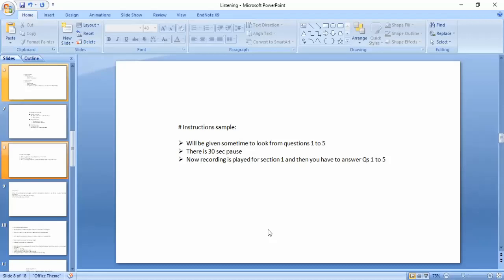We'll be given some time to look at questions 1 to 5. There is a 30-second pause, and now the recording is played for section one, and then you have to answer questions from one to five. So make use of that 30-second pause for underlining important keywords in questions one to five. That way, you can predict what the conversation is going to be about.